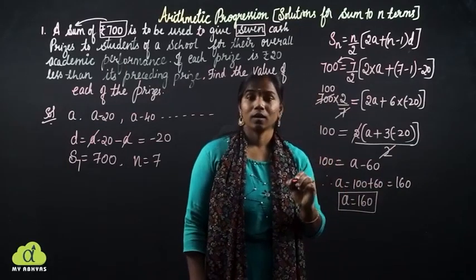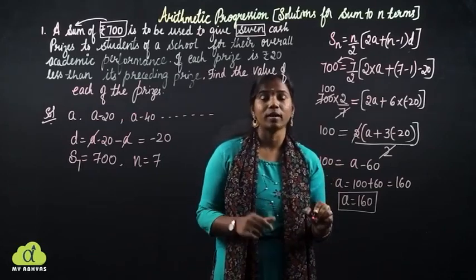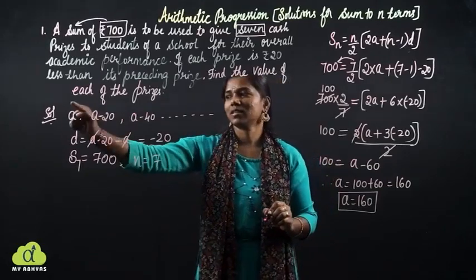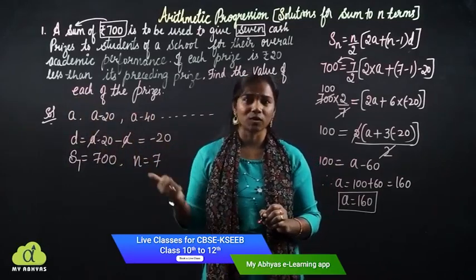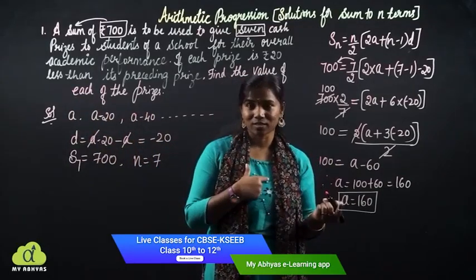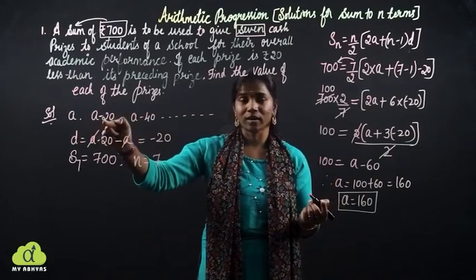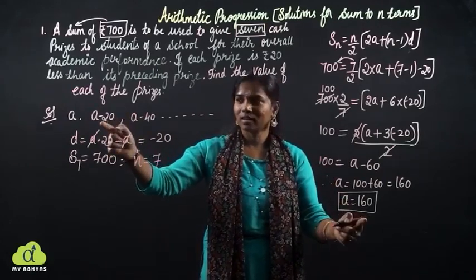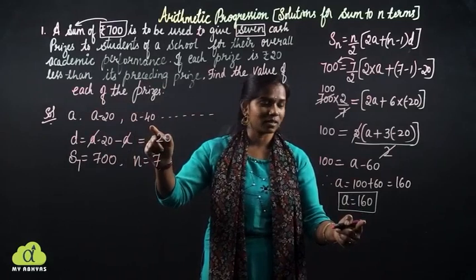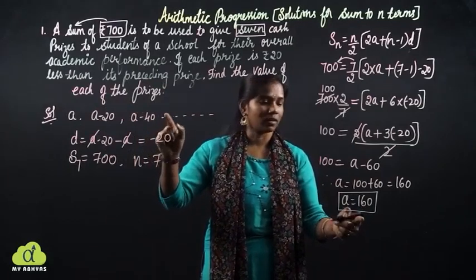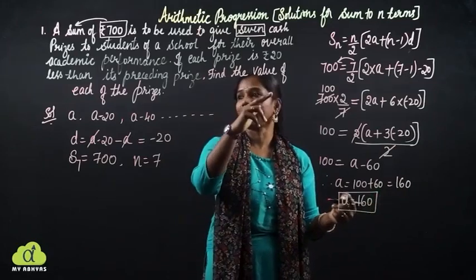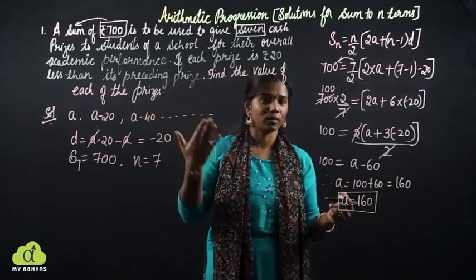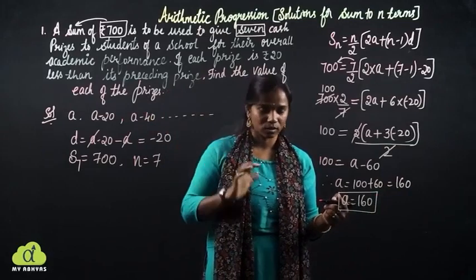Yes, it is the amount received by the first student. This is A. So, then what will be the amount received by the second student? 20 rupees less. Therefore, it is A minus 20, which is nothing but 140. Again, 40 rupees less, it is 120 and so on. So, let us find out each value of the amount, how much each person has got.